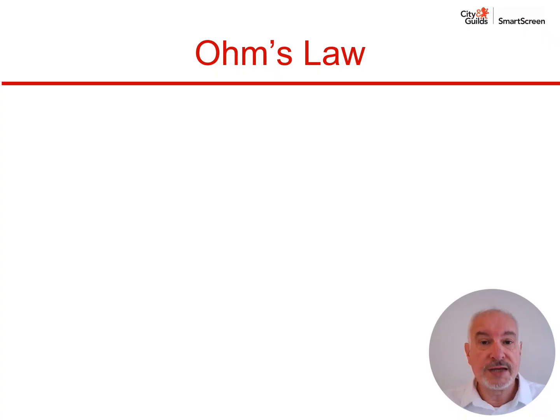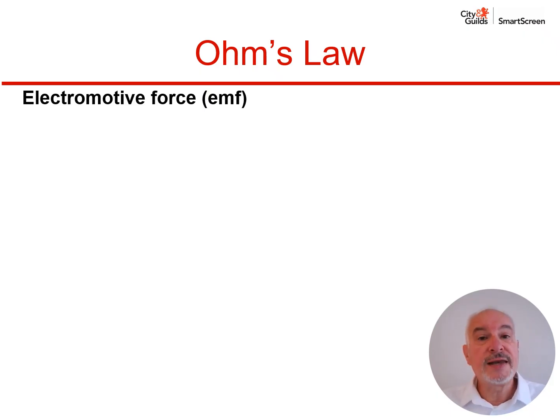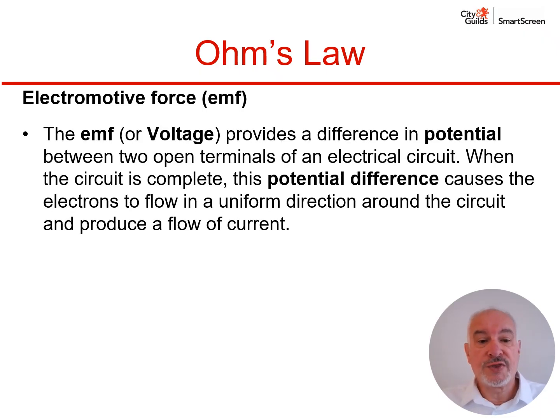The second quantity is voltage. Now voltage can be referred to using a number of different terms. One of those is electromotive force, or EMF for short. So the EMF, or the voltage, provides a difference in potential. Now here we have another key word, all relates to the same concept, potential. So it provides a difference in potential between two open terminals of an electrical circuit. Now when the circuit's closed, this potential difference causes the electrons to flow around the circuit in a uniform direction, and that's the flow of current.